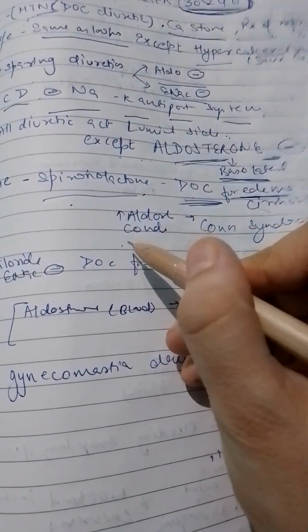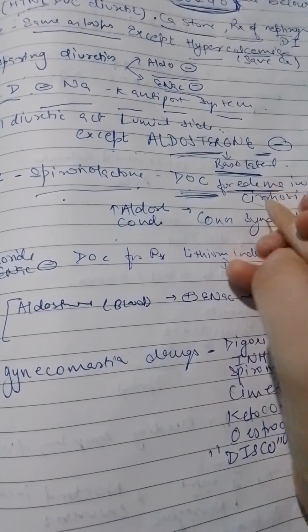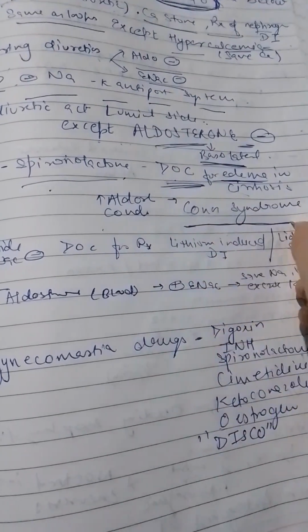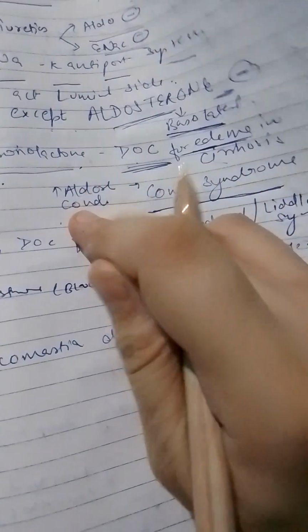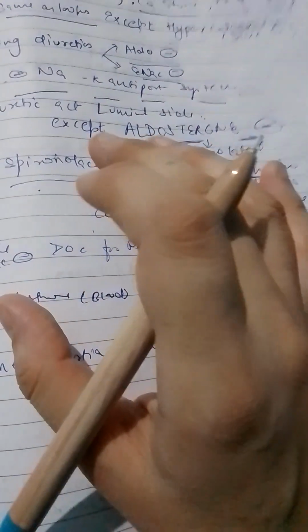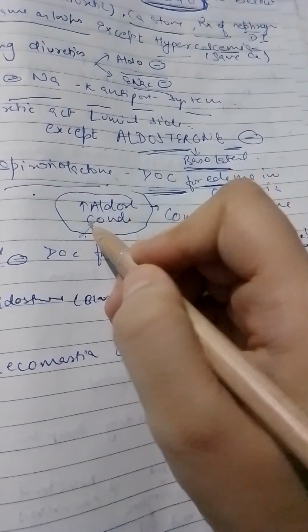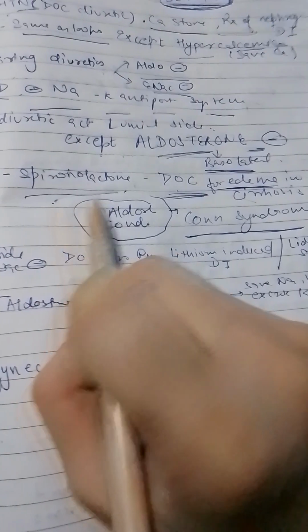Another use is in Conn syndrome, where we can also use spironolactone. Why? Because in Conn syndrome there is excessive aldosterone. So we have to inhibit that aldosterone, and that's why we give spironolactone in Conn syndrome.